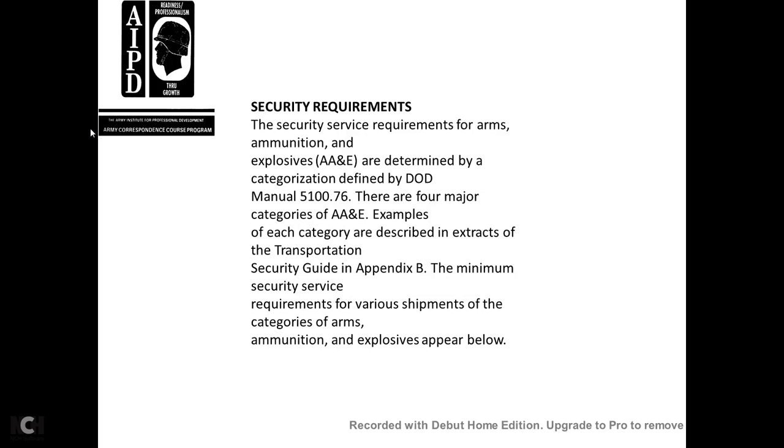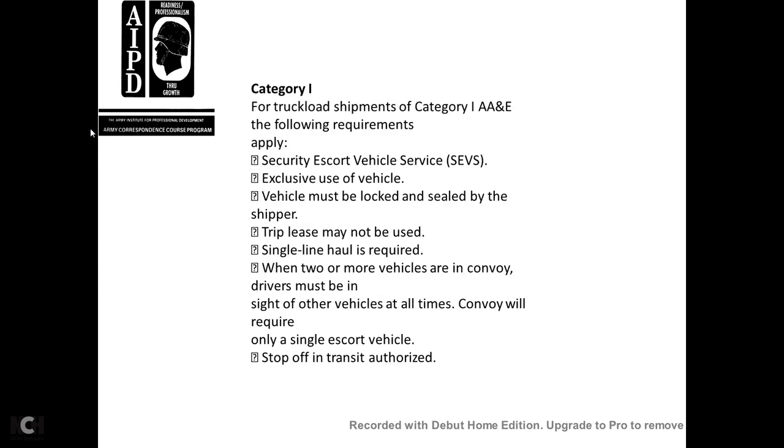Security requirements. Security service requirements for arms, ammunition, and explosives are determined by the categories defined in Department of Defense Manual 5100.76. There are four major categories of arms, ammunition, and explosives. Each of these categories is described in the Transportation Security Guide, Appendix B, and the minimum security service requirements for the various shipment categories of arms, ammunition, and explosives are below.